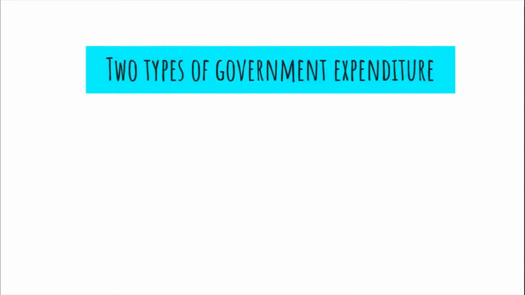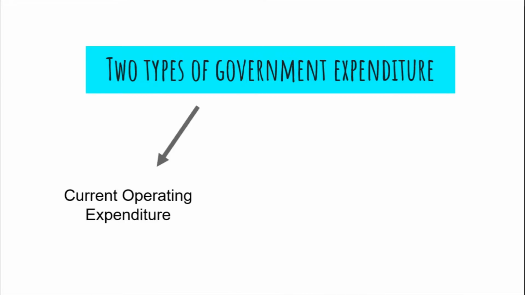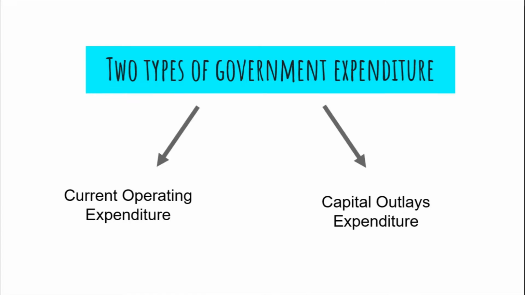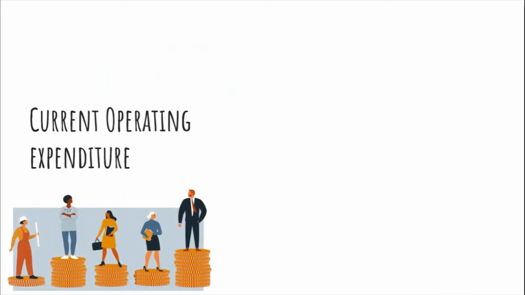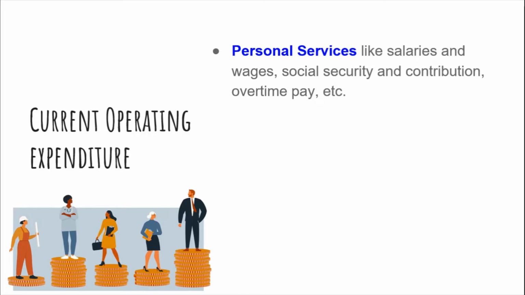At para ma-achieve yung goal of government expenditure, merong dalawang types of government expenditure. Number one is the current operating expenditure, and the second one is the capital outlays expenditure. Kung saan ang current operating expenditure, this includes the personal services katulad na lang ng salaries and wages, social security and contribution, overtime pay, and others.